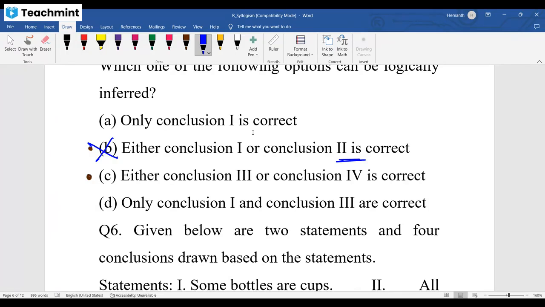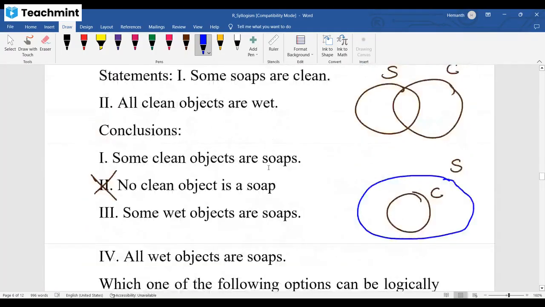Conclusion 1 is true in a few diagrams, and conclusion 2 is true in the remaining diagrams. If it's not true in any diagram, then it won't come under either-or. That's why B is out. Now we have to worry about 3 and 4, 3 or 4. If 3 and 4 are both true in one diagram, then 3 or 4 is also wrong. We'll see. What is the other statement?